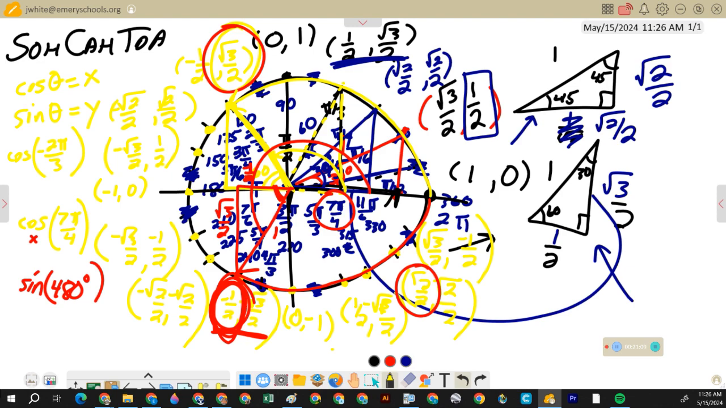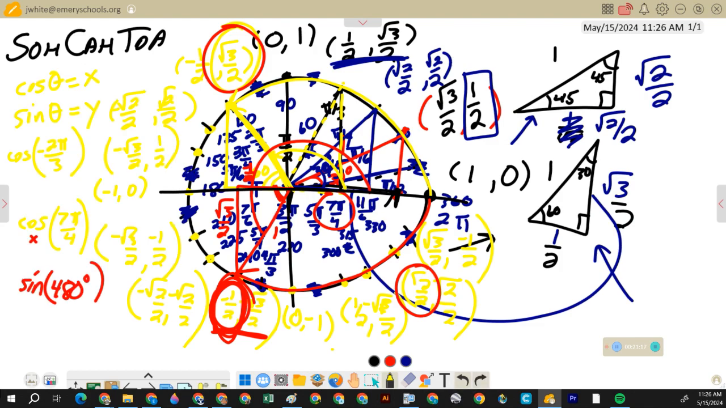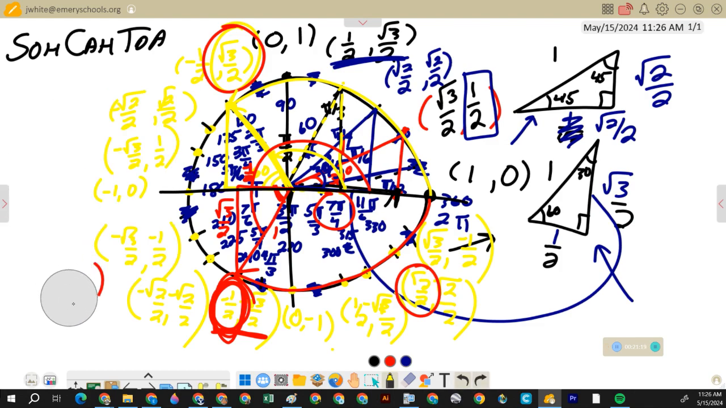What about tangent? Oh, that was not what I wanted to do. I just want to get rid of these. So tangent is O over A. Tangent of theta is O over A. But we just learned that the sine of theta is O, and the cosine of theta is A. So tangent is actually equal to sine over cosine, or also known as y over x.